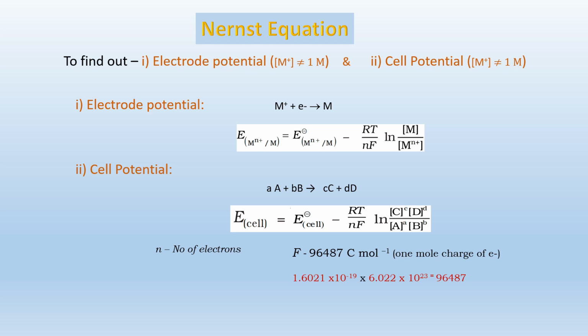So you have to remember these things. What is the Faraday constant? You should definitely know this. And R, you know that it is the gas constant, 8.31, and temperature is maintained at 298 Kelvin. So the Nernst equation is used to find the electrode potential or the cell potential when the concentration of electrolyte is not equal to 1 molar, right?